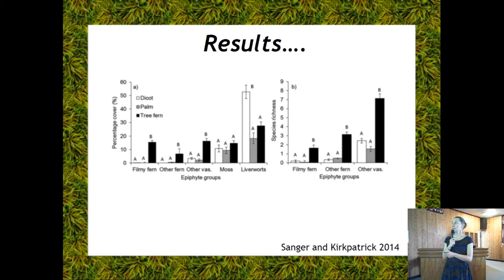Another interesting example is that we had a high level of liverwort cover on some of the rainforest trees. And I think this is because the rainforest trees have quite a hard bark, and they're quite smooth as well. So they may have been one of the only types of epiphytes that could easily colonise this habitat.